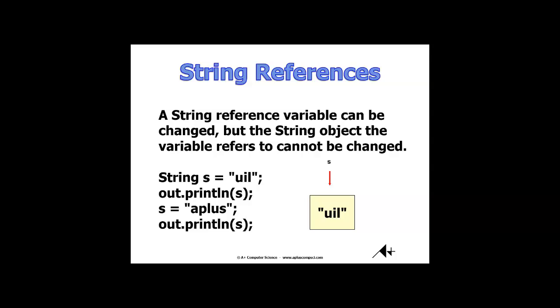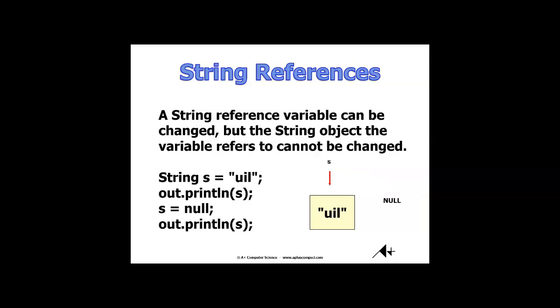Right now I'm good. So if I print out S, it prints out what it's pointing at, UIL. On the third line, I say S equals A plus. I did not change UIL to A plus. I told S, stop pointing at UIL and go point at A plus. So what I did is I constructed a new string out in memory, and I told S to point there, don't point at UIL anymore. So UIL is still there. We just don't have any way to get to it because we don't have anybody pointing at it. So it's just kind of floating around all by itself going, hey, where'd everybody go? And that's just how that works.